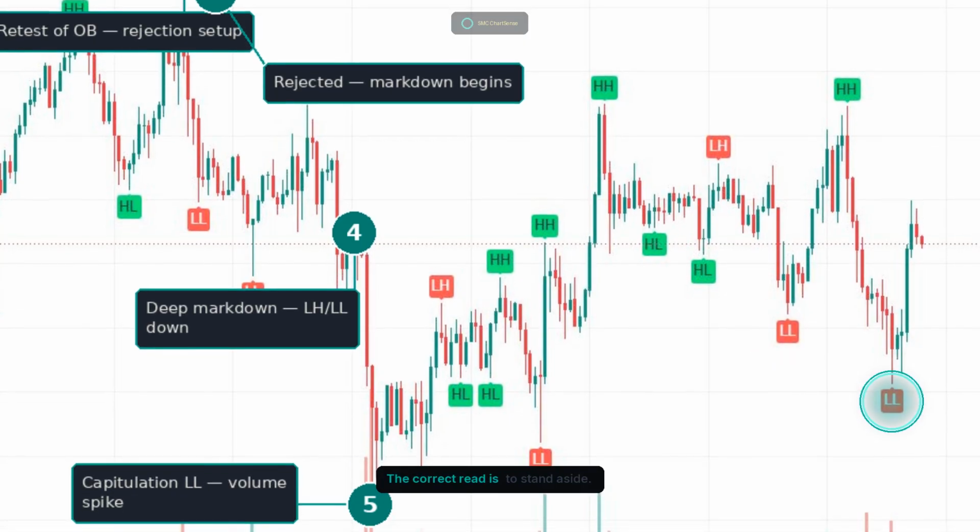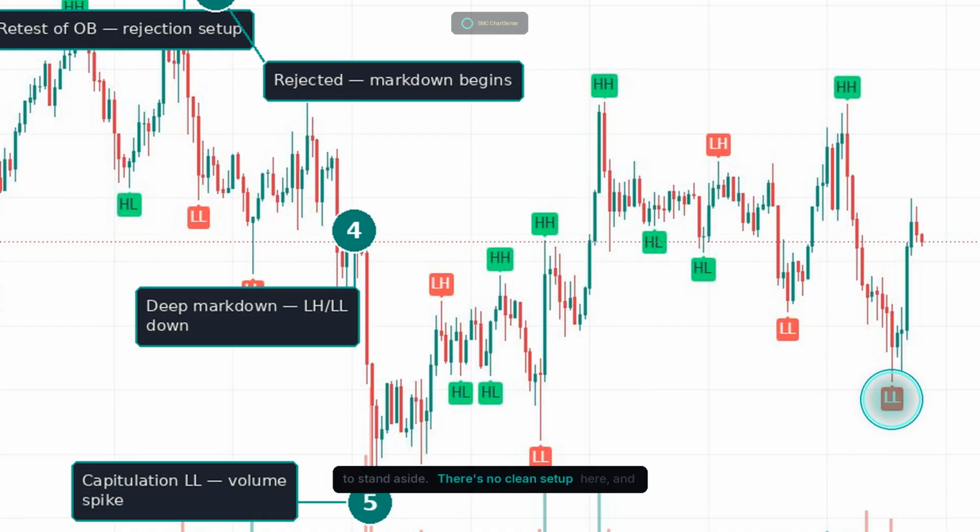The correct read is to stand aside. There's no clean setup here, and the highest value decision is recognizing that and waiting. The chop will eventually resolve into a clean zone, a continuation, or a breakout with real structure, and that's when something readable appears. Until the market commits, the disciplined response is no action. It produces nothing visible, but preserves capital and attention for the clean charts that do offer readable structure.